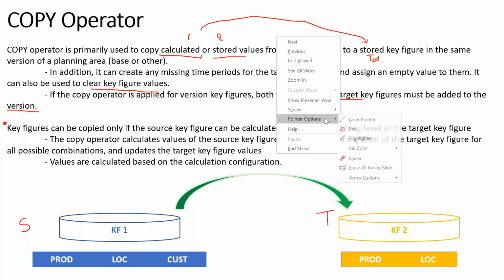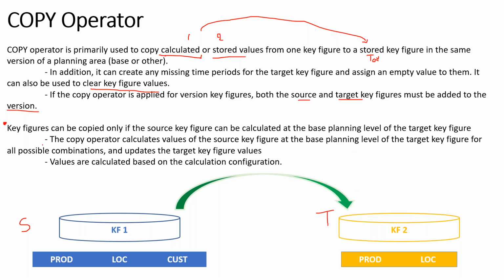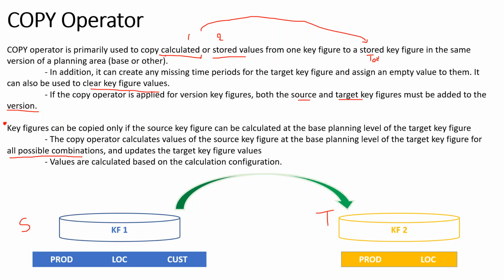So now next, see the theory. The copy operator calculates values of the source key figure at the base planning level of the target key figure for all possible combinations and updates the target key figure values. So here the possible combinations are SKU XYZ, DC1 and DC2. The system does the calculation and then copies the values. Values are calculated based on the calculation configuration, so the way we specify it there, it just does it.